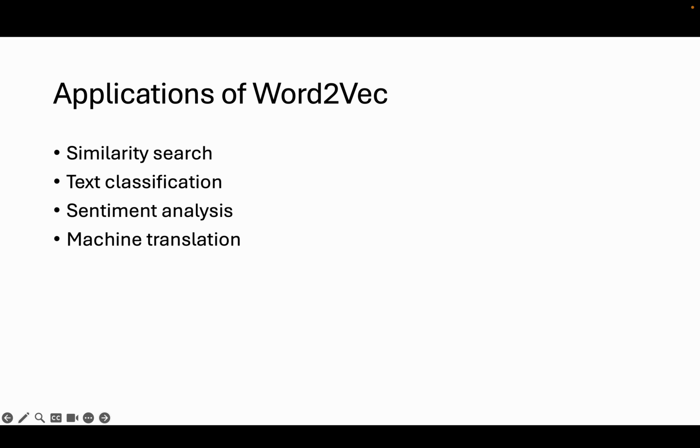Word2vec has numerous applications in NLP, or natural language processing. It can be used for similarity search to find words or documents with similar meanings, text classification to categorize documents, sentiment analysis to determine the sentiment expressed in text, and even machine translation. The ability to capture semantic relationships makes word2vec a powerful tool in these areas.